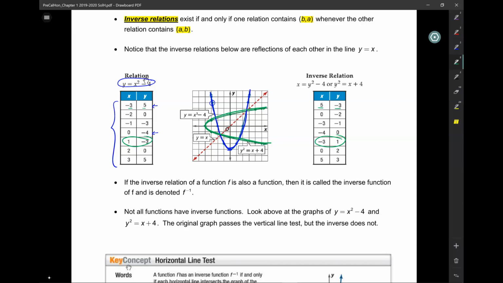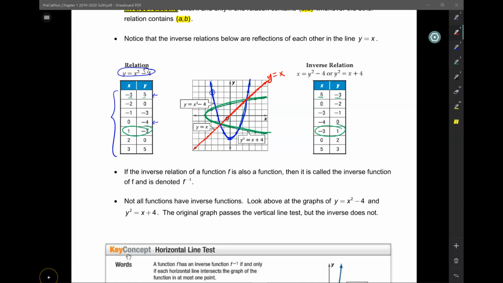Okay? Now, one thing we notice is if I draw another line, y equals x, then one parabola is reflected in the line y equals x and it makes the other parabola. Now, if we find the inverse of a function and the inverse also happens to be a function, then we denote it by f inverse of x. All right? So not all functions are going to have inverses which are functions.